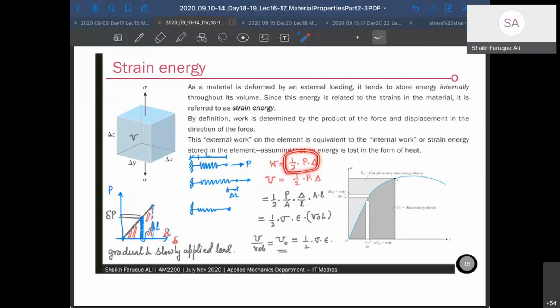And that same amount of energy, if you leave the load, since the body is within elastic limit, it will come back, and therefore the same amount of work will be done by the body itself. Therefore half P into delta is also the same as the strain energy within the body. So U is the strain energy of the body, and W is the external work done.